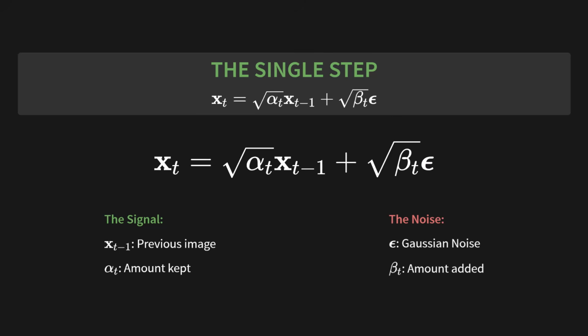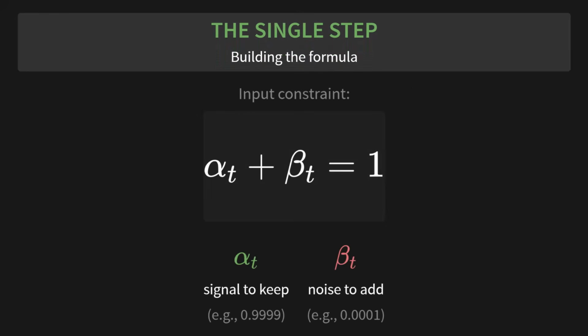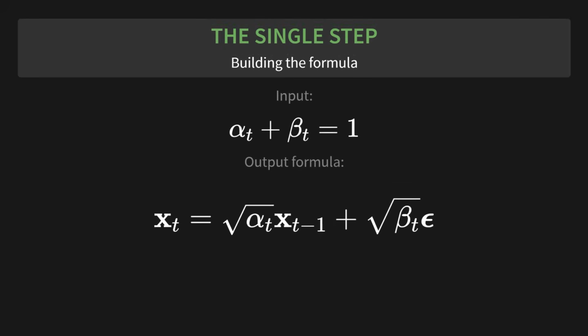Then we have the noise. Epsilon is just a fresh batch of random Gaussian noise. Think of TV static. And beta sub t is the amount of that new noise that we add. So we're keeping some of the old and adding a little bit of new static. So how do we build this formula? There's one simple but really important constraint. Alpha sub t plus beta sub t must equal 1. That's it. So if we decide to keep, say, 99.99% of the signal, that's our alpha, then our beta, the amount of noise to add, must be 0.0001. They always have to add up to 1.